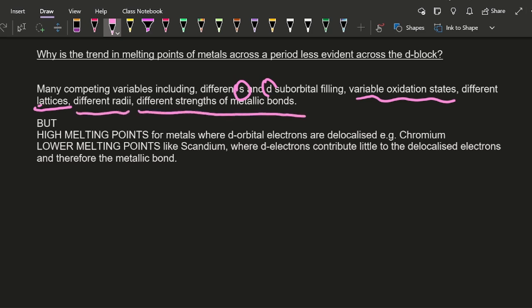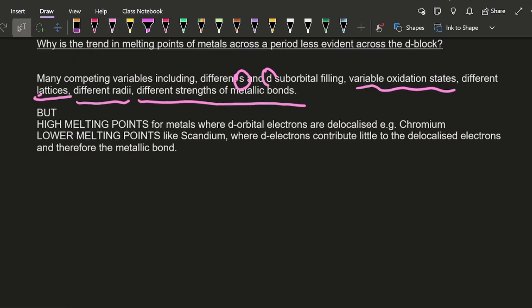But essentially, if you've got lots of delocalized d electrons, then you're going to have stronger metallic bonds, such as chromium, which is going to give you higher melting points. And if there's not many d electrons involved, like scandium, you're going to have lower melting points.